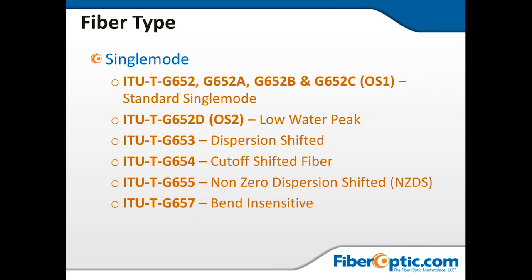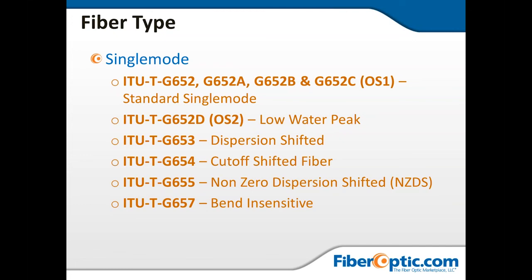The G.652D low water peak fiber diminished those water peaks, never took them away completely, but it did make those wavelengths usable, so that we could have a standard channel spacing of every 20 nanometers from down around 1300 all the way up into the 1600s in our wavelengths.